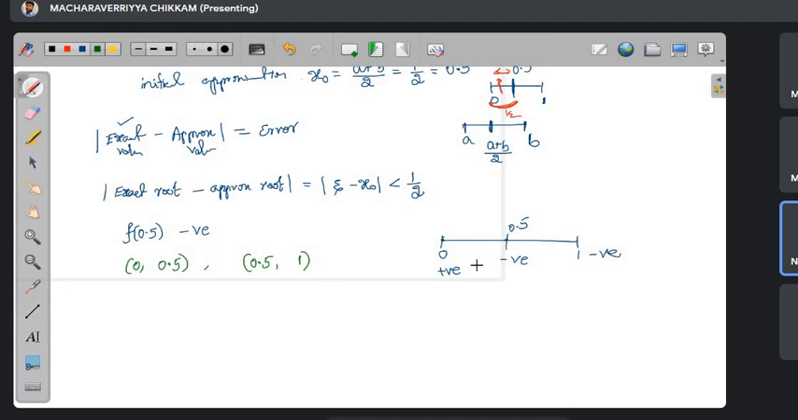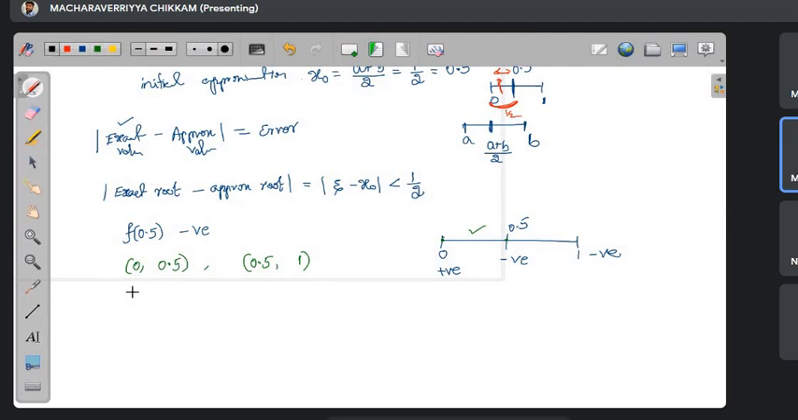The root might lie between 0 and 0.5. Yeah, so we can say it lies. No need of using "may" also, because here it is positive at 0, and at 0.5 it is negative. So definitely there exists at least one root between 0 and 0.5. So our new interval is this.